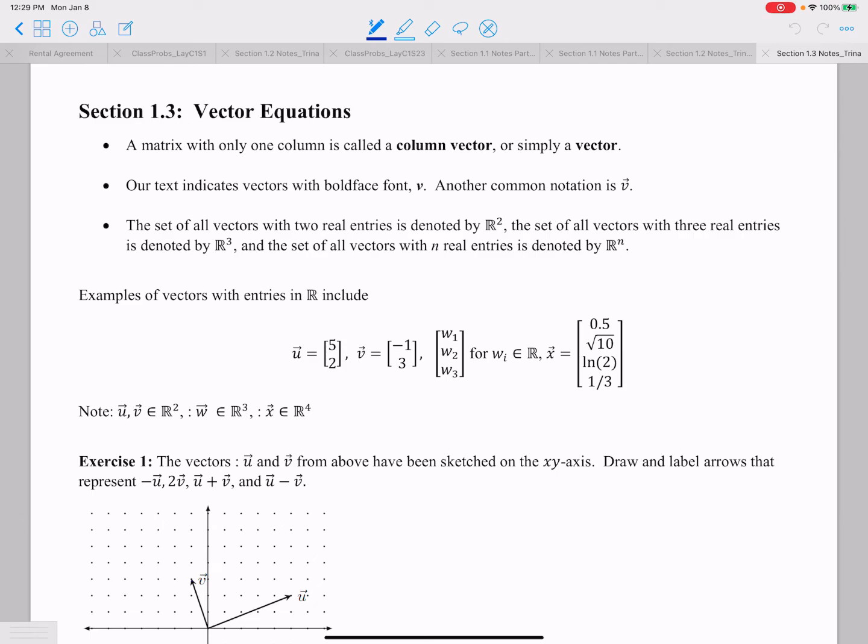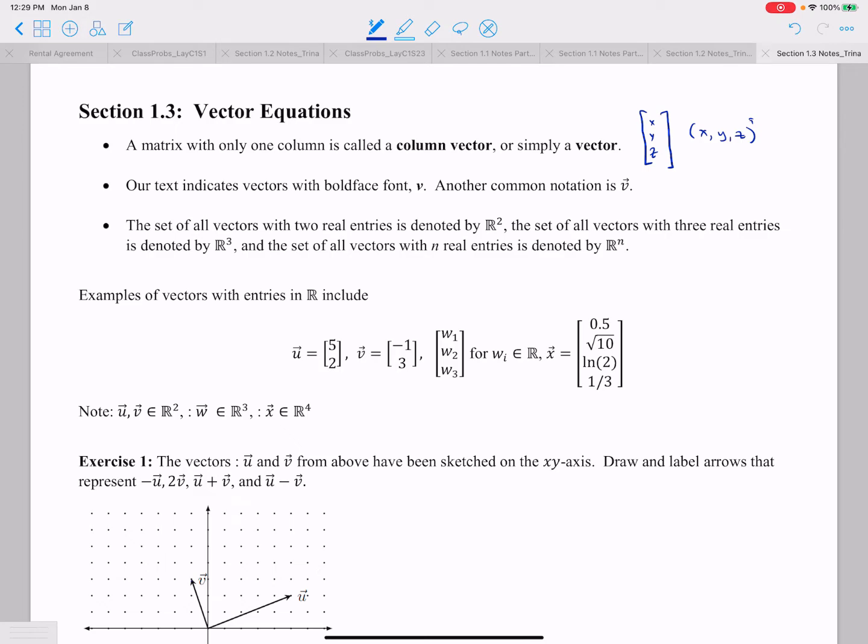In this section, we'll look at vectors and vector equations. So a matrix with only one column is called a column vector. And so when we write it, it looks like that. Oftentimes, textbooks write it as, if we have x, y, z, they might write it as x, y, z with a little transpose, or sometimes they leave that off.